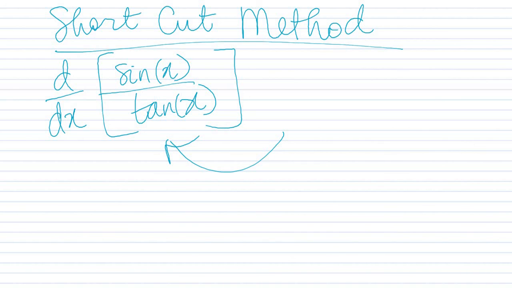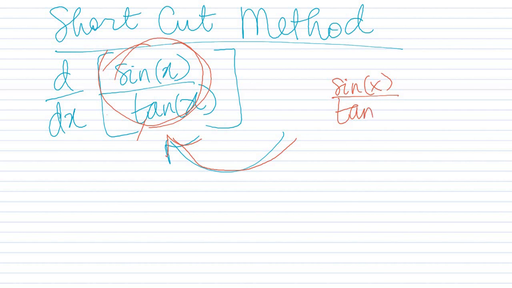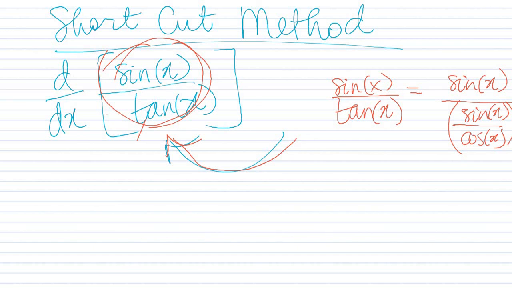You simplify the function, and then you can differentiate the simplified version of the function. So you have sine x divided by tan x. Instead of differentiating it, we're going to see if there's a way for us to break it down. Sine x over tan x is the same thing as sine x divided by sine x over cosine x, because tan x is the same thing as sine over cosine.